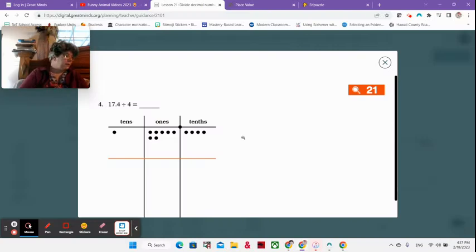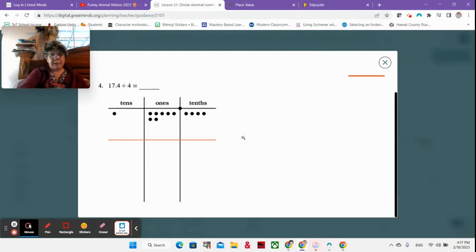Right here, and this is number 4 on your book, also on page 194, and it is 17 4/10 divided by 4. Okay, before we get started, we want to make an estimate so we can make sure that our answer is close to what we're thinking. 17 divided by 4, well, I know 16 divided by 4, right? Because 4 times 4 is 16, so my estimate is 4.